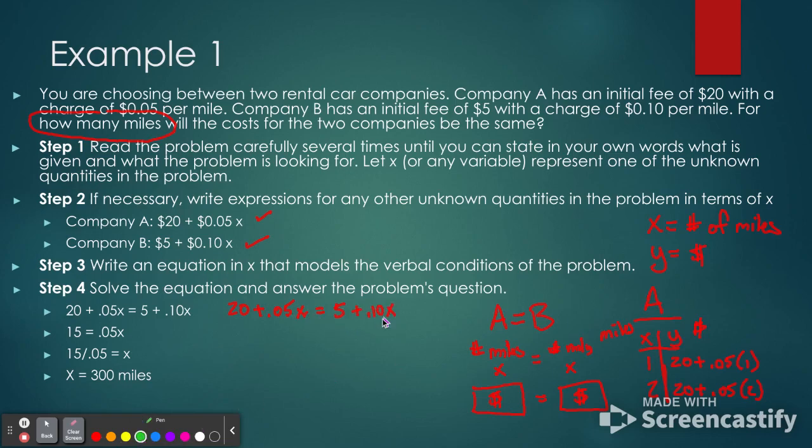So let's just move the x's first, right? And so this is 5 cents, that's 10 cents. So I'm going to subtract the 5 cents over here to be able to get all the x's onto one side.